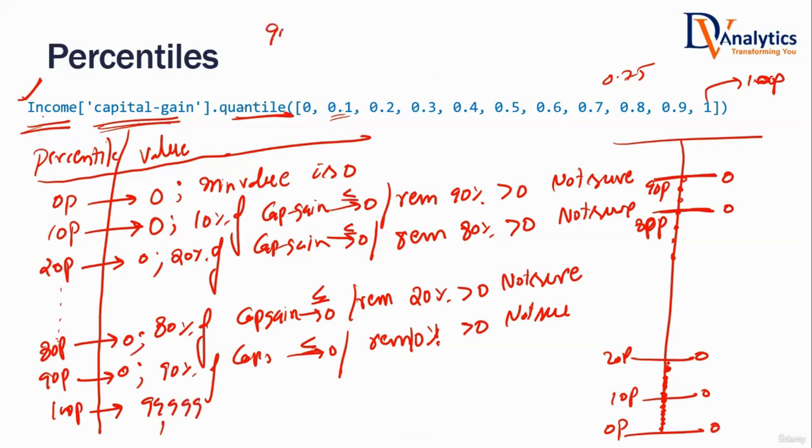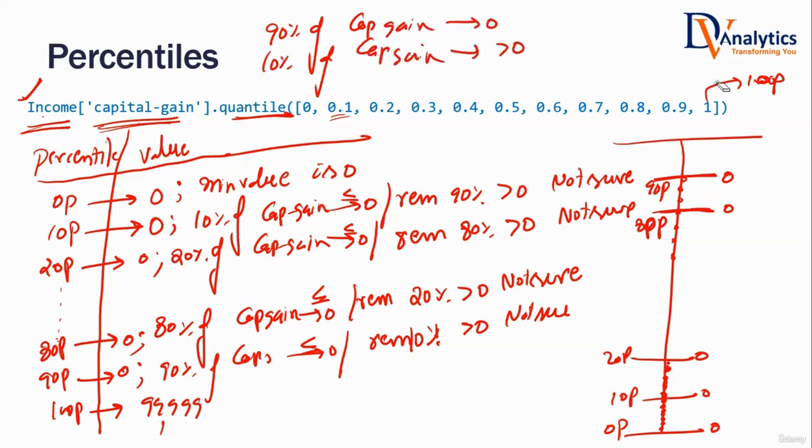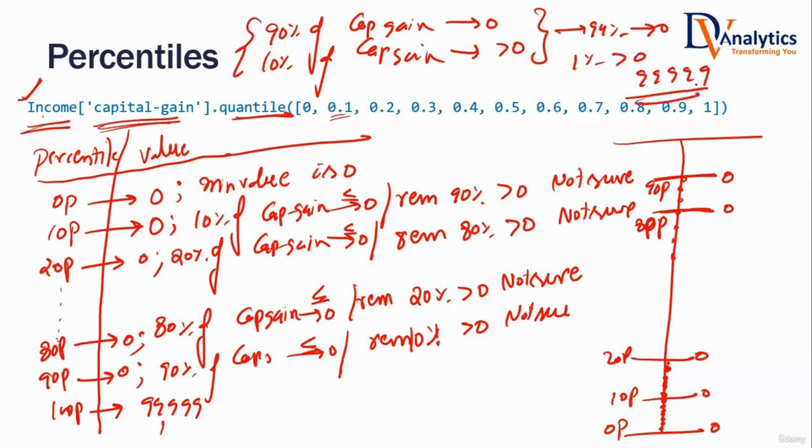So is it fair to conclude that 90% of capital gain is actually taking zeros, and 10% of capital gain is taking values greater than 0? Is that a fair conclusion? No, sir. Are you guaranteeing the full 10% is greater than 0? Can it even happen that 99% are zeros, only 1% is greater than 0, but the maximum value is 99999?